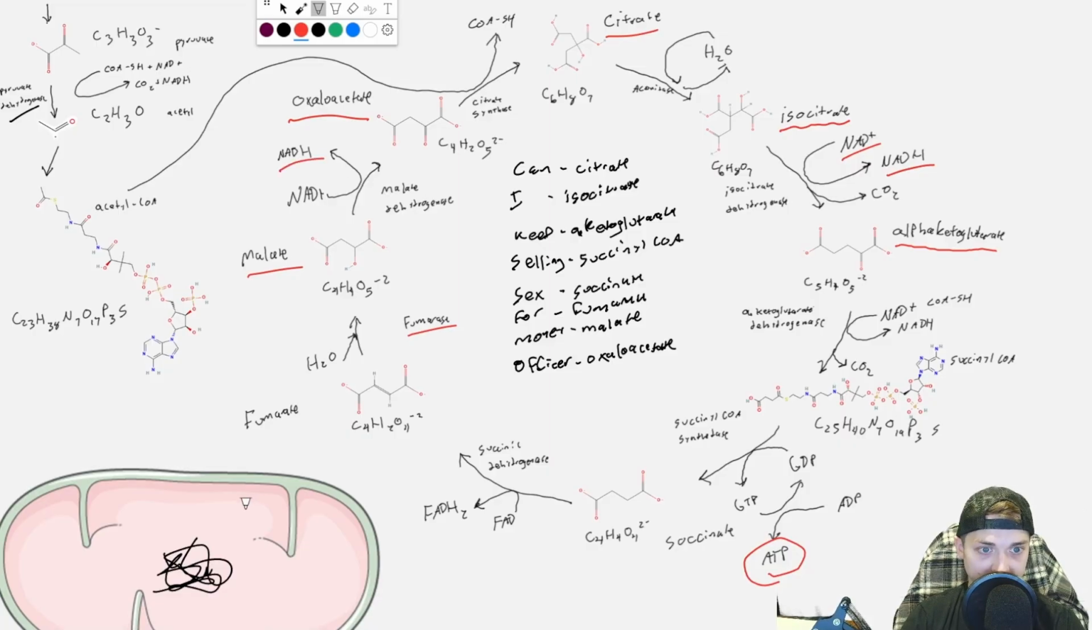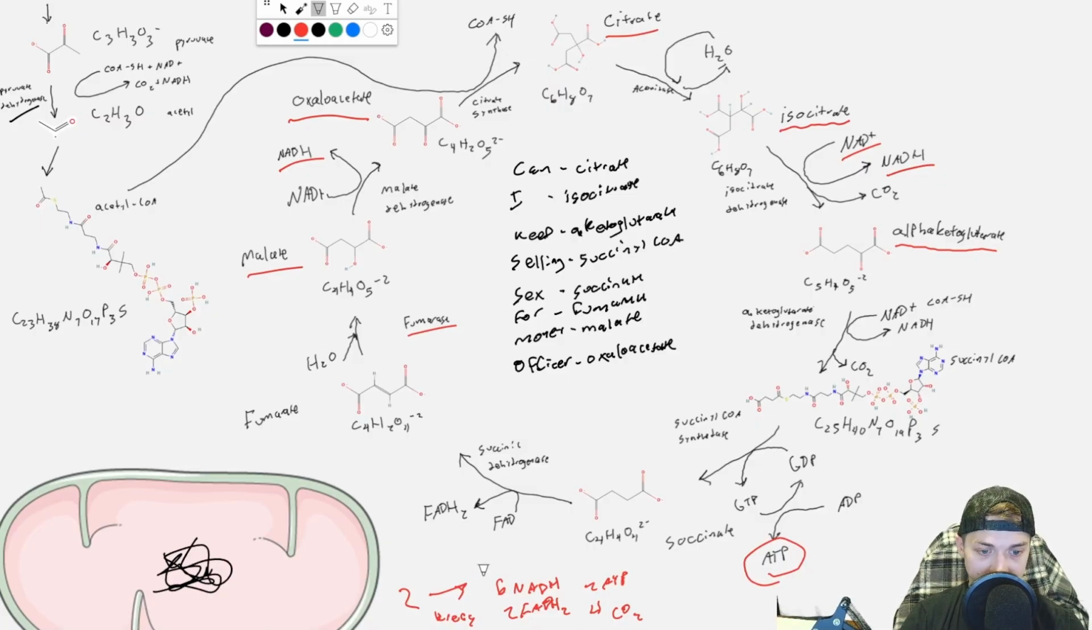And because we have 2 pyruvate from glycolysis, this is going to happen twice, giving us this general form. So pyruvate is going to undergo the Krebs cycle, and in payoff, we're going to get 6 NADH, 2 FADH2, 2 ATP, and 4 carbon dioxides. And that, ladies and gentlemen, is the Krebs cycle.